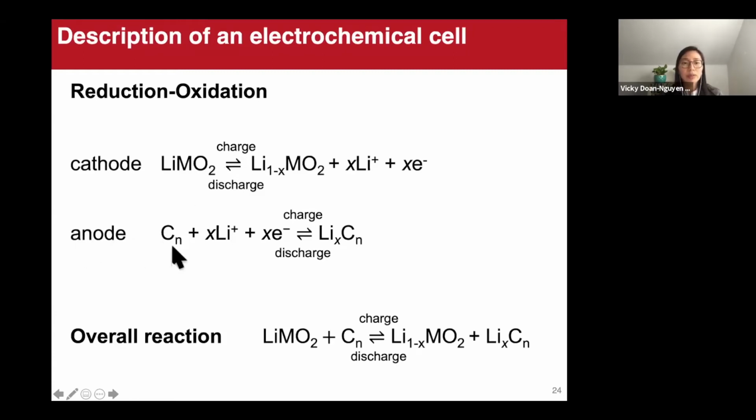At the anode, if we have graphite, so that would be C6, or maybe even something as exotic as fullerenes, so that'd be C60, but you have some carbon material, and upon charge, that becomes lithiated. As you see here, upon discharge, the lithium ions are removed. So then if you add the two half reactions, you get an overall reaction of LiMO2 plus carbon going to Li 1 minus X MO2 plus LiXCN. So that's upon charge, and then the reverse reaction happens upon discharge.